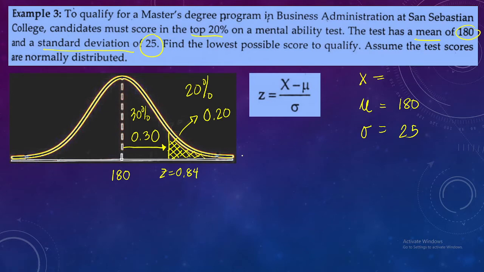So, going to the problem now, substitute everything to the problem. By the way, if I'm going to give you a formula for x, x is simply equal to the z times the sigma plus the mu. So that's the formula for solving the x. So, let's just use this formula.